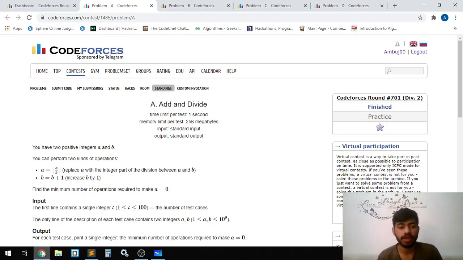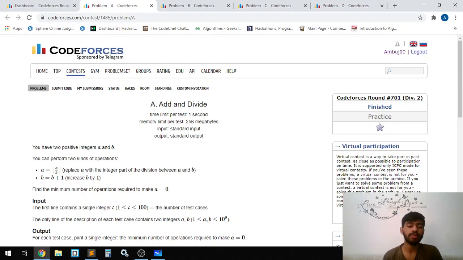In this problem we are given two positive integers a and b, and we can perform two kinds of operation. The first operation is that a can be changed to the floor value of a divided by b, and the second is that b can be incremented to b plus 1. So we just need to find the minimum number of operations required to make a equal to 0. The question is straightforward and a cakewalk type problem.